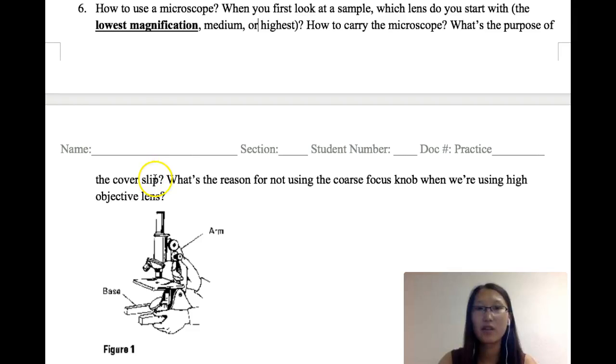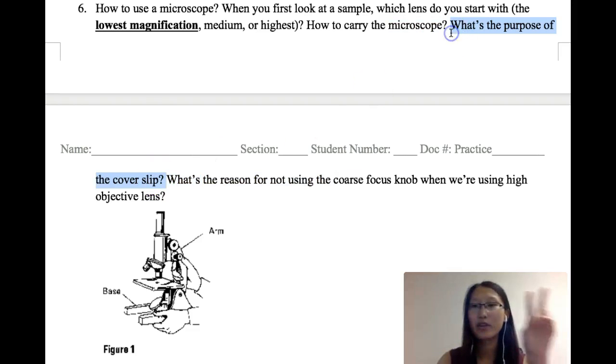What is the purpose of the cover slip? Two things. Number 1, you're protecting the lens from the specimen, and you're protecting the specimen from the lens, okay? Number 2, you are flattening the specimen and keeping the specimen in place. So you don't have to write those exact words, but that's the general idea.